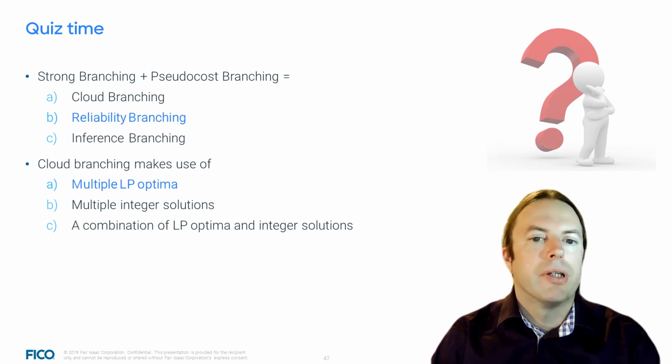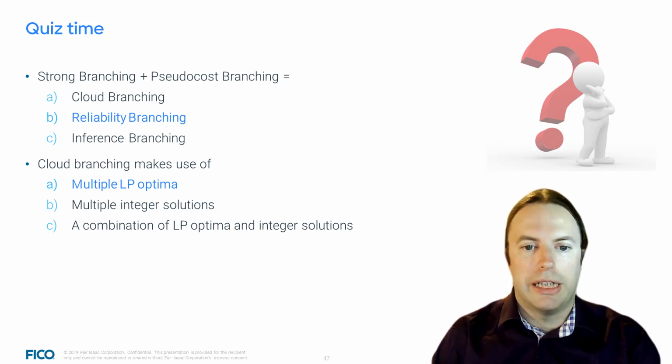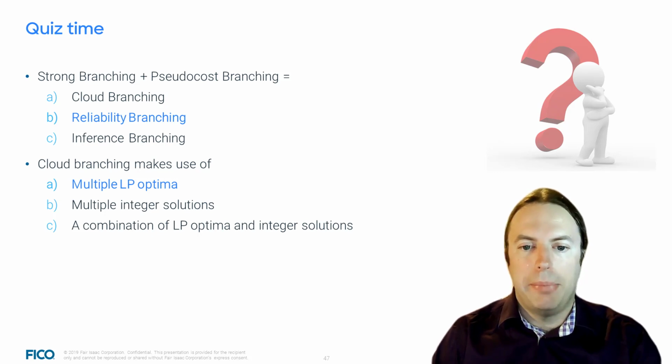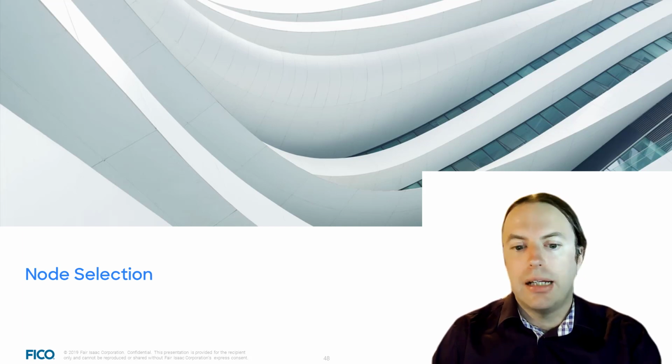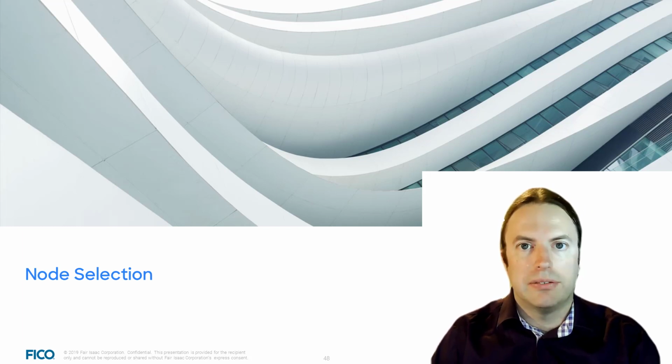Okay, here we go. Reliability branching is a combination of strong branching and pseudo-cost branching. And cloud branching makes use of multiple LP optima. So, next to selecting the branching entity, the other big choice in Branch&Bound is the selection of the next subproblem to process. This is also called node selection.